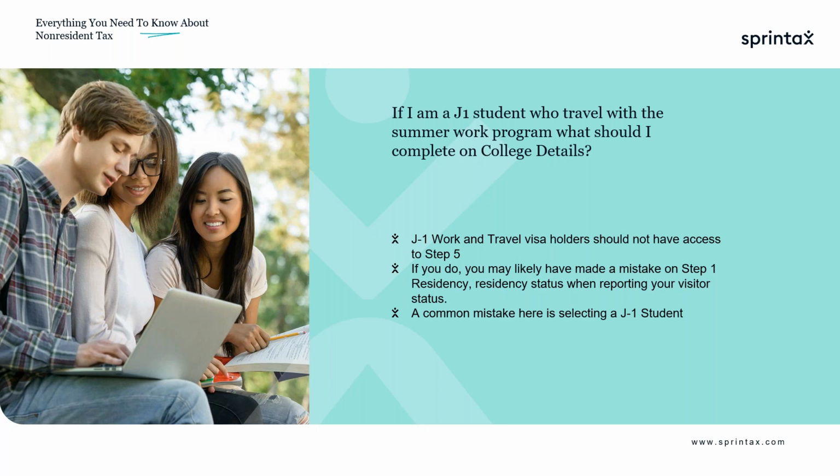If you do, it's likely there's a mistake somewhere on step 1 and you may have outlined the incorrect visa type. So I'd recommend going back to step 1 and seeing what you entered as your visa type. If you are a J1 work travel, it's important to make sure that you haven't selected J1 student, for example, and you should adjust your visa type accordingly. And if you're a J1 work travel, you shouldn't see anything related to college details or step 5.